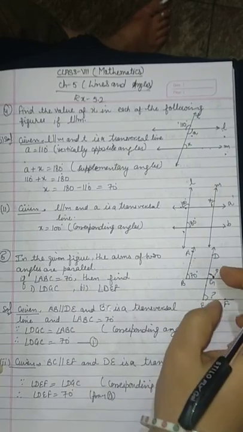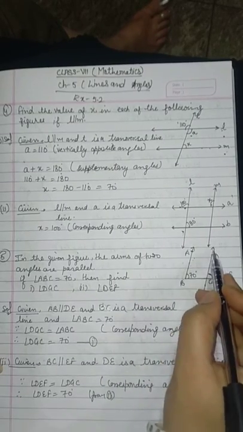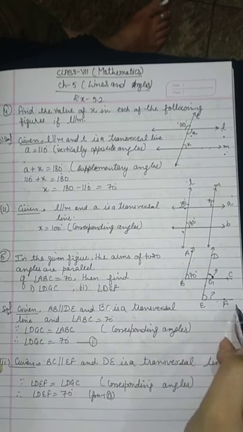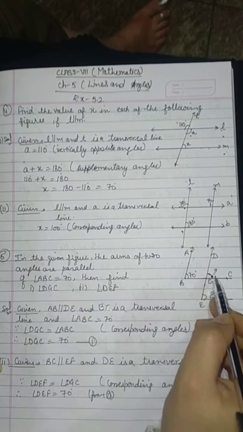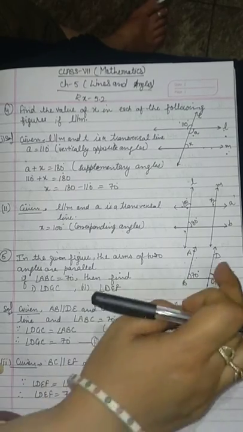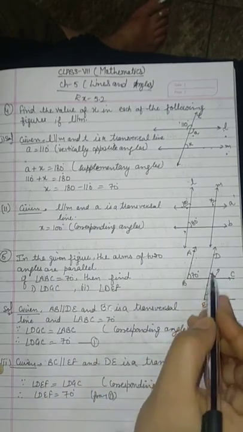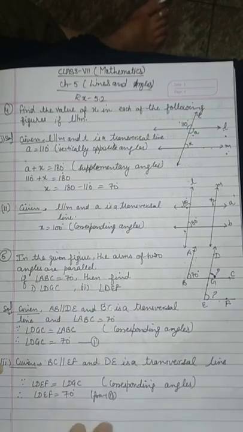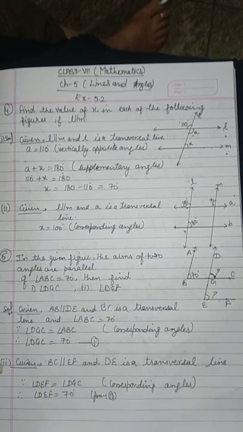So again, these angles DGC and DEF are corresponding angles. Already it is 70 degrees, so it will be 70 degrees here. Because these are corresponding angles, angle DEF is also 70 degrees. From 1 we can write this.